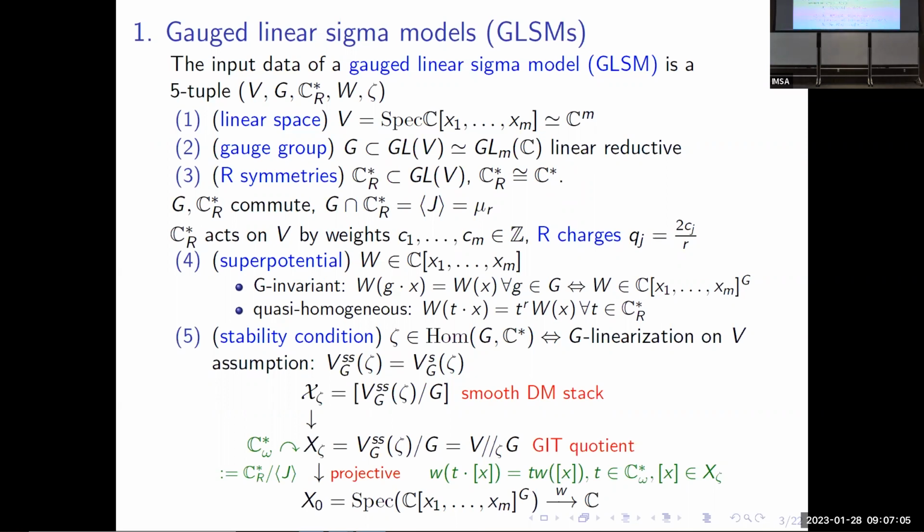Now the C star R action before the quotient descends to the quotient. C star omega is the quotient of C star R by this finite subgroup J. It doesn't act on V, but it acts on the quotient. With respect to C star omega, the superpotential, little w, is defined on the affinization, and also it pulls back to the GIT quotient and smooths the Landau-Ginzburg stack. With respect to C star omega, the superpotential is of weight 1.